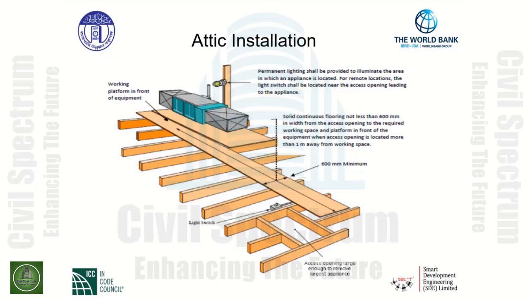Finally, the solid continuous flooring, not less than 600 millimeters in width, is required from the access opening to the working space and platform in front of the equipment or the appliance when the access opening is located more than 1 meter away from the working space. In this example, the appliance is further than 1 meter away from the working space. Therefore, we must have the solid continuous flooring from the point of the access opening to the working platform of the equipment.